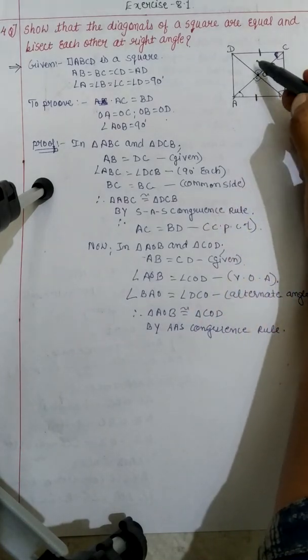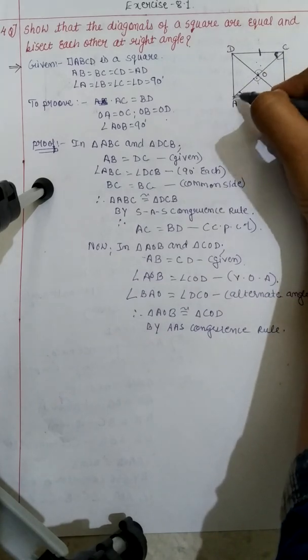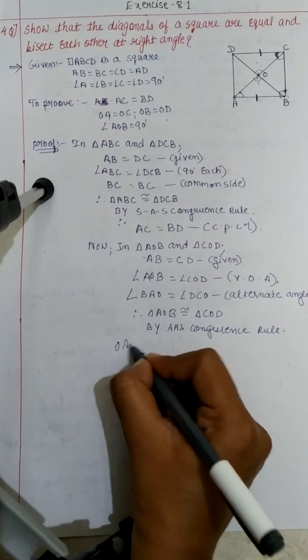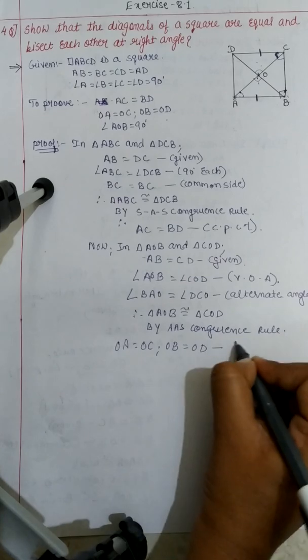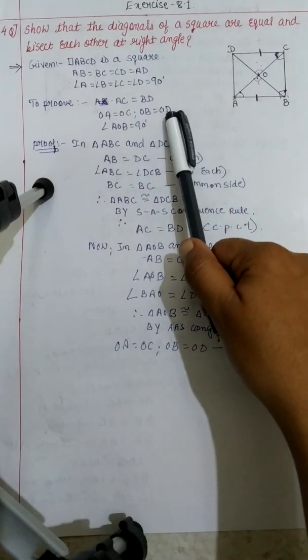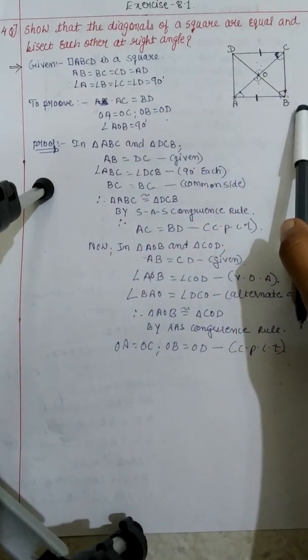This time, as these two triangles have been proved congruent, obviously I am going to get OA equals to OC and OB equals to OD. Therefore OA equals OC and OB equals OD, and the reason is CPCT. Now the second part is also proved. Moving on to your third part, that is showing angle AOB as 90 degrees.